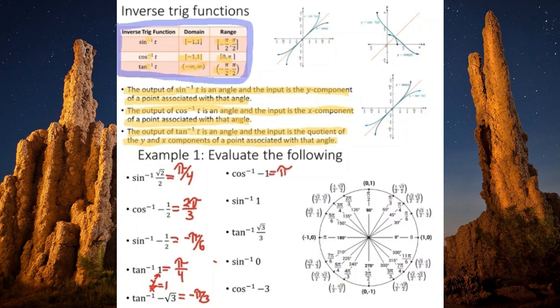Next, we're going to evaluate sine inverse of 1, which means we're trying to find a point with a y component of 1. Looking at our unit circle, we only see one such point, which is associated with pi over 2. Pi over 2 is within our range, so sine inverse of 1 is pi over 2.